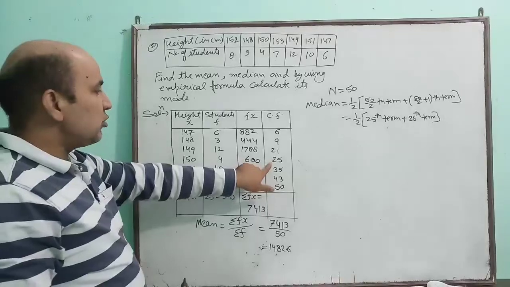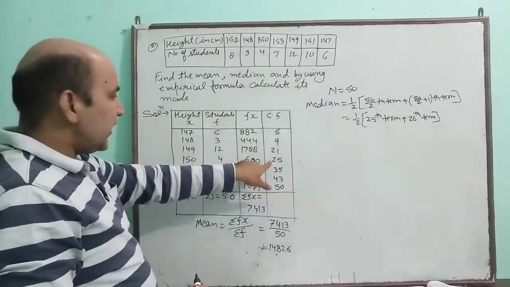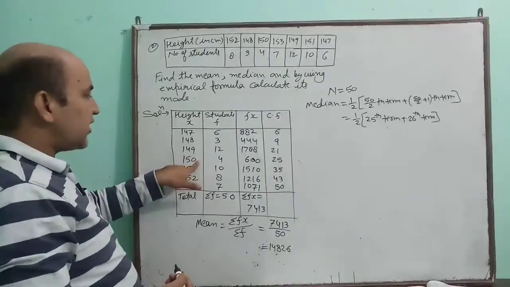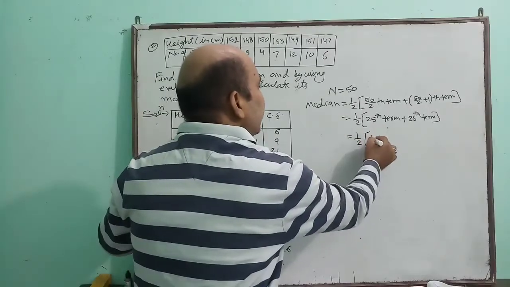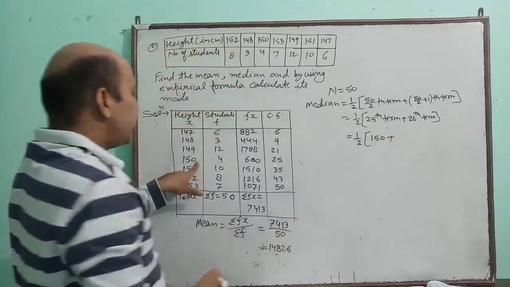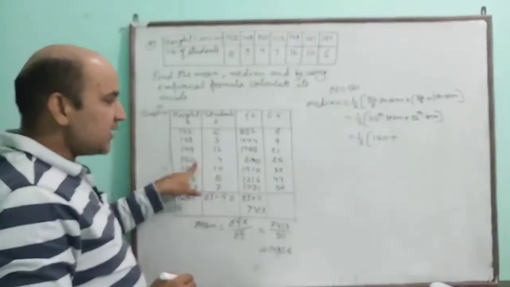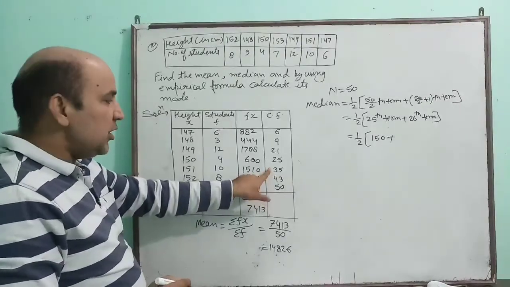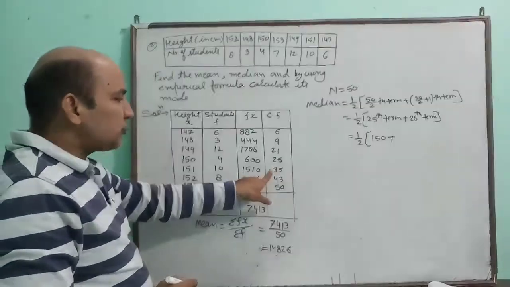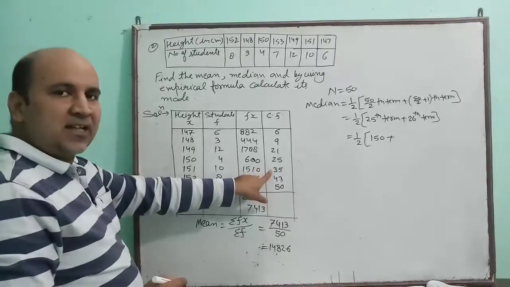So see children, 25 is written here. In front of 25, the term is 150. See carefully, the 25th term is 150. And what is the 26th? After 25, 35 is there. It means 26 to 35, all the terms are here.